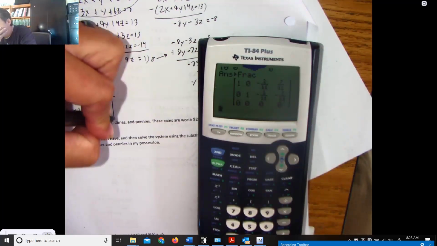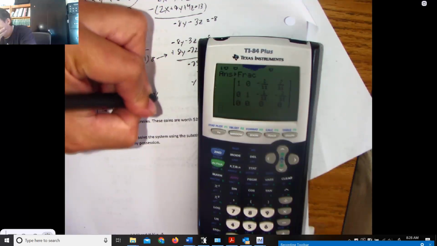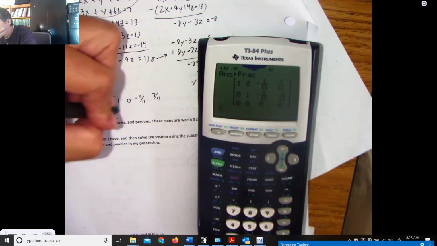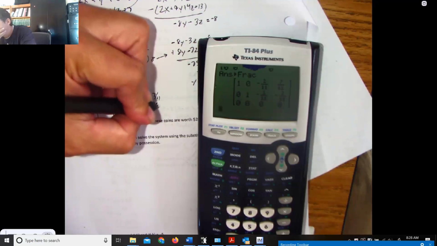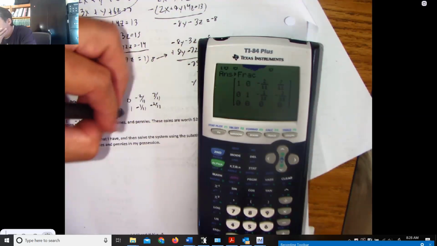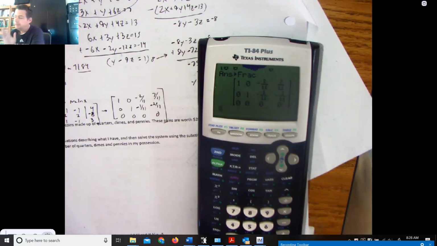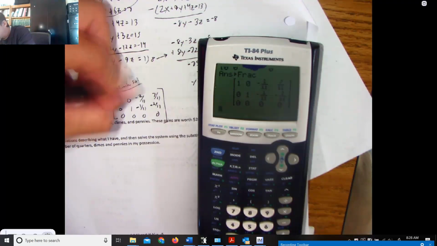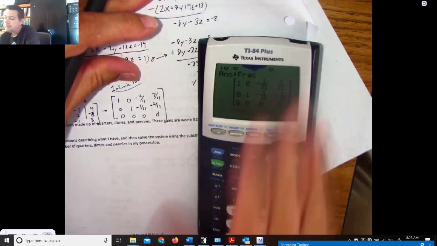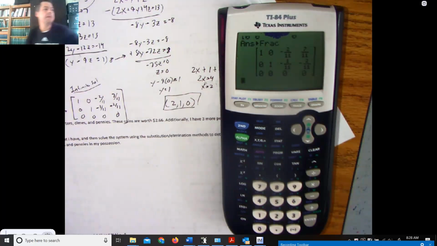I have 1, 0, -2 11ths, 7 11ths, 0, 1, -1 11th, -2 11ths. Kind of interesting. And 0, 0, 0, 0. All right. This is infinite solutions. Infinite. Wish I had more room over here. I don't. Let me get a blank piece of paper so I don't write on too much other stuff.